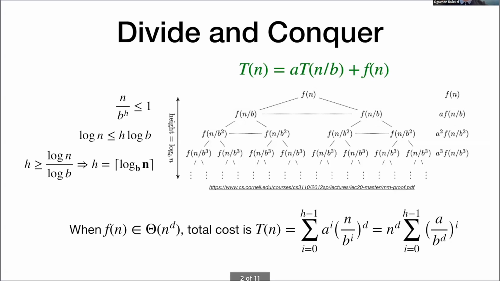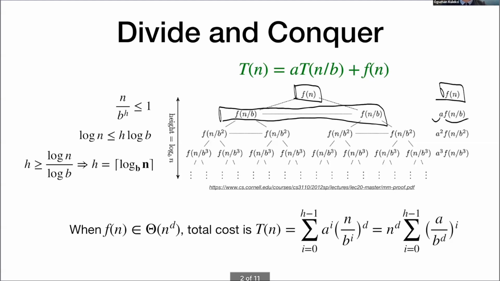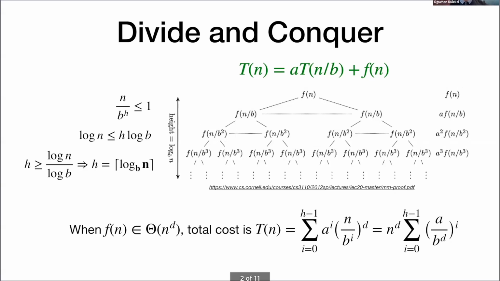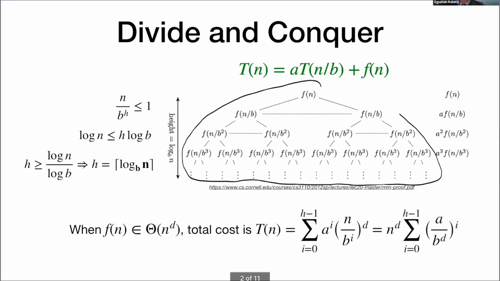For this reason, at the root level, my cost is f(n). In the first level, my cost is a times f(n divided by b). And in the next level, I will have a squared subproblems, each with cost f(n divided by b squared). As I said, I would like to repeat it again: to understand divide and conquer type algorithms, it is essential to understand what is going on in this recursion tree.